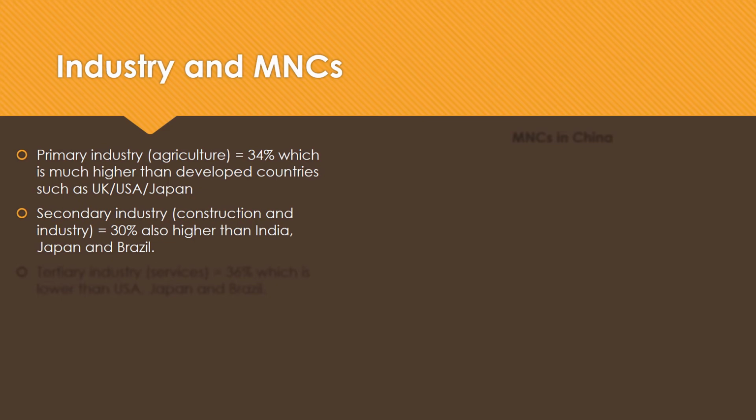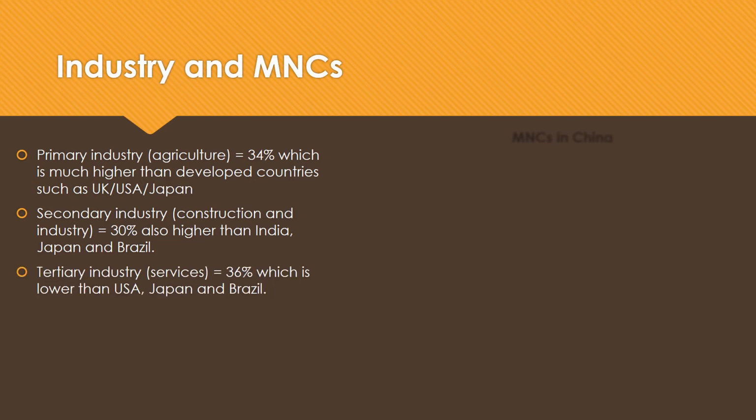Similarly, the secondary industry, remember this is things like construction, industry, manufacturing, about 30% of people work in this sector in China, and that is also higher than places like India, Japan and Brazil. India and Brazil you often see in similar lists in terms of development and where they should be. So it's interesting that China's much higher than that.